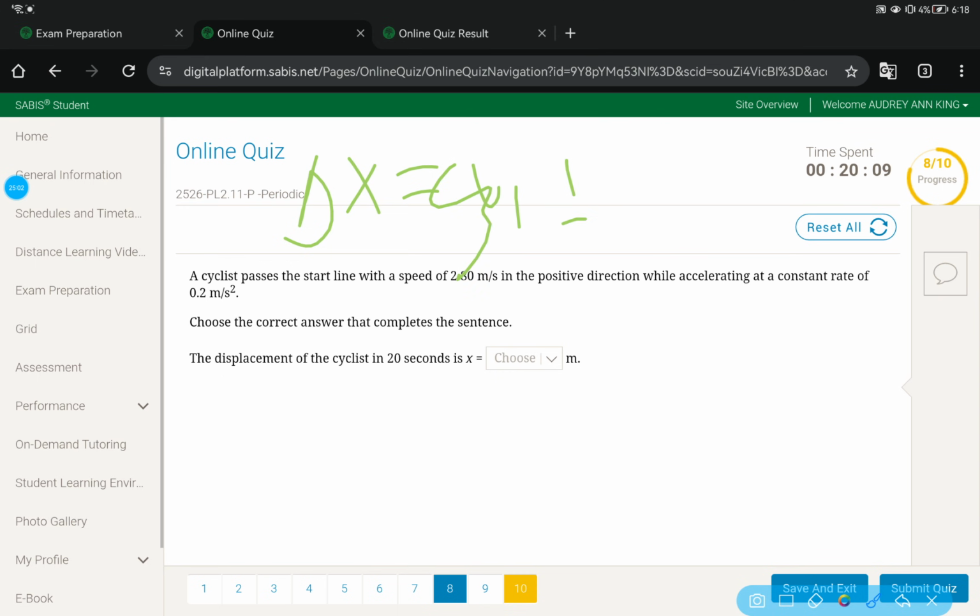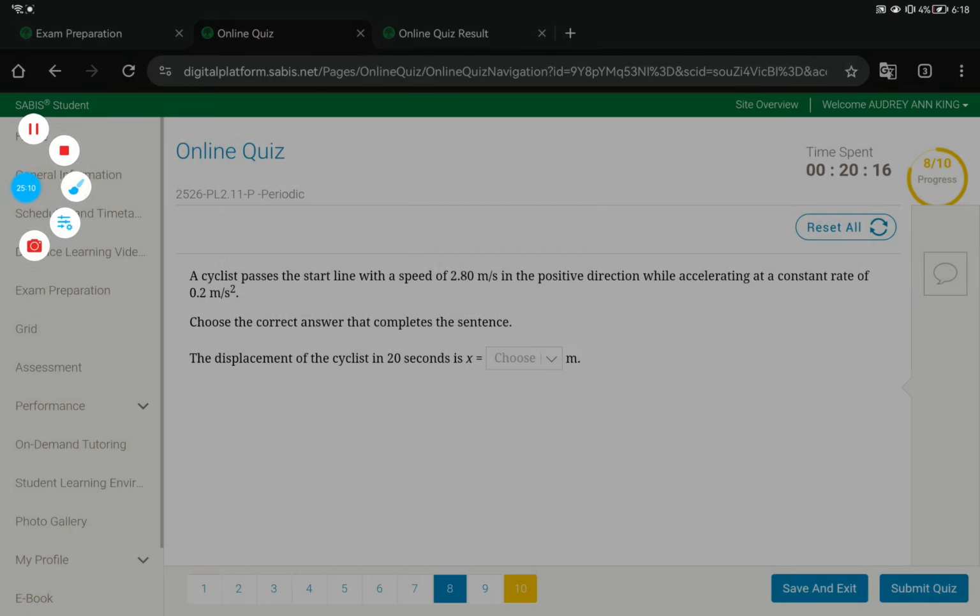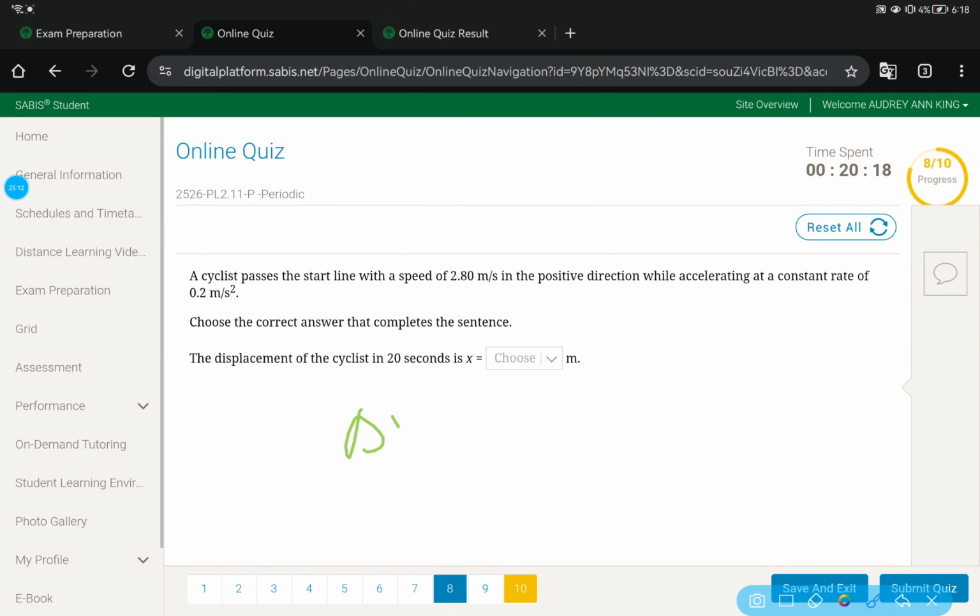Displacement is initial velocity times time plus half times acceleration times time squared. So just replace it. Half of 0.2 times 20 squared, plus 2.80 times 20. My handwriting is actually really bad. So just after solving, you should get 96.